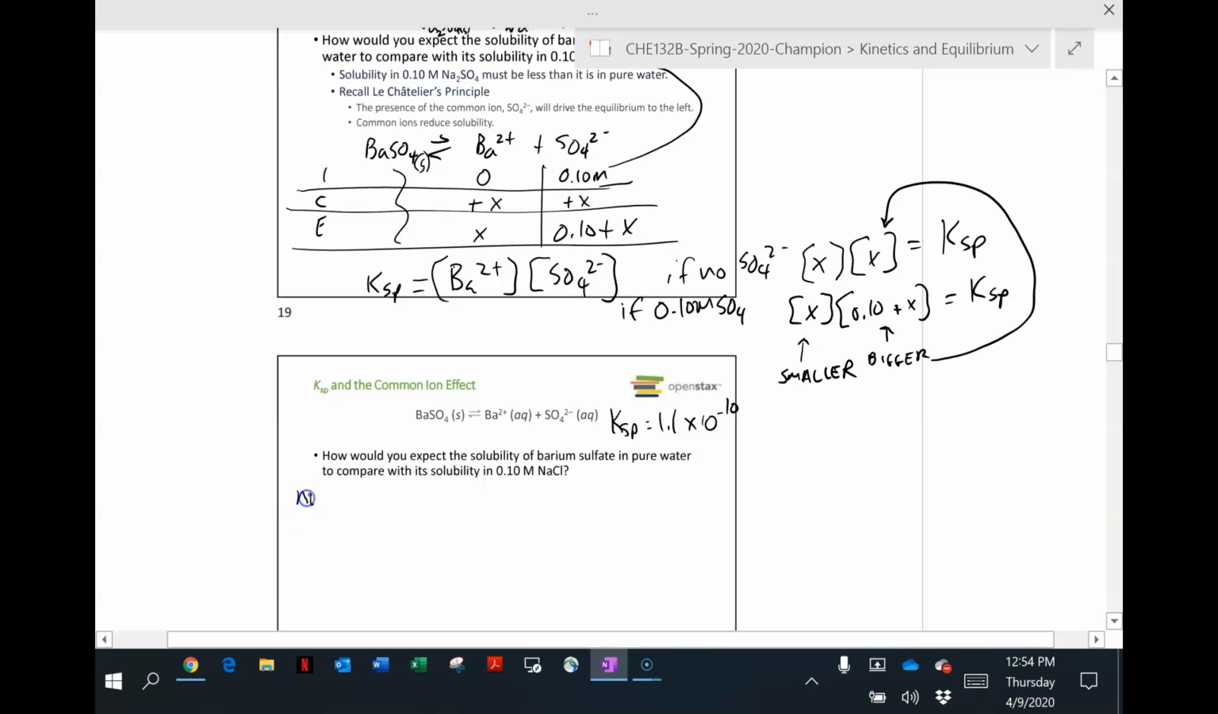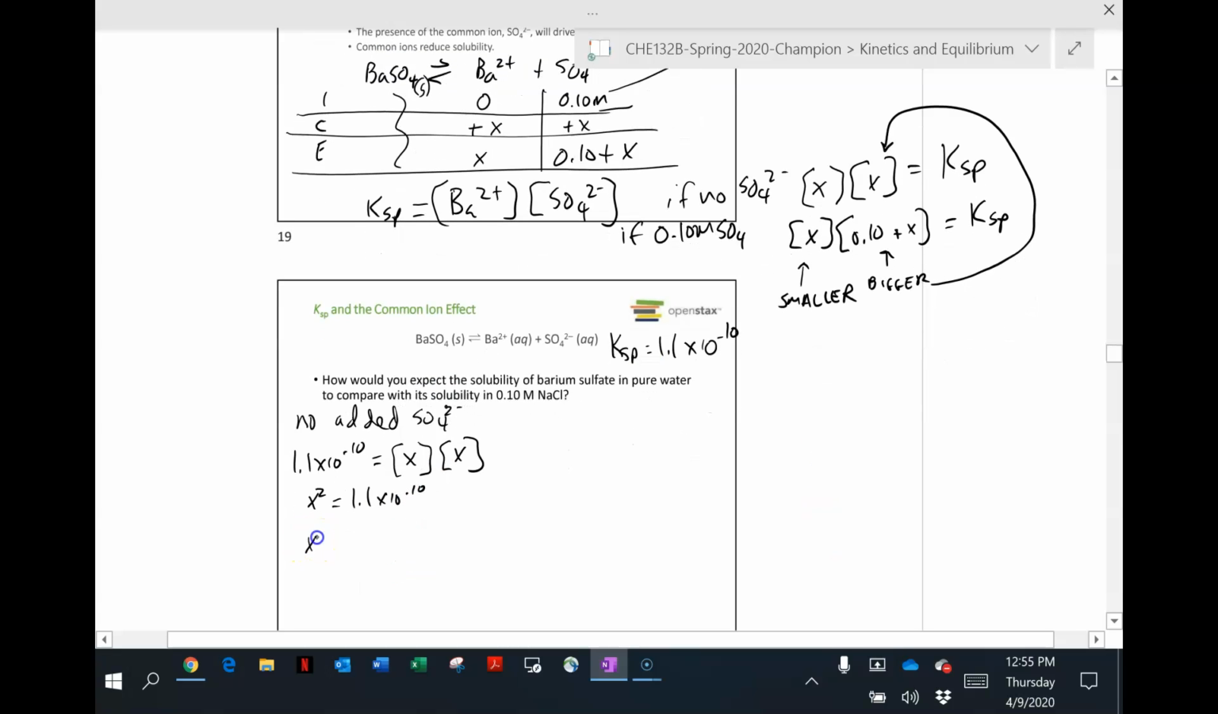So if we have no added sulfate, as we said before, 1.1 times 10 to the negative 10 is going to be equal to X for barium times X for sulfate, the example that I gave without that. So X squared is 1.1 times 10 to the negative 10, and X is then going to be the square root of that, so that's something around 10 to the negative 5th. Yeah, 1.05 times 10 to the negative 5th, and that's the molar solubility with no added sulfate.